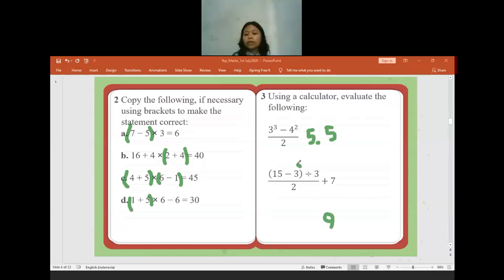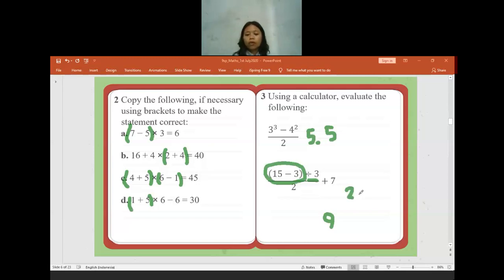Solve the bracket first. 15 minus 3 equals 12. After that, we do the division. 12 divided by 3 equals 4. 4 divided by 2 equals 2. And then 2 plus 7 equals 9.